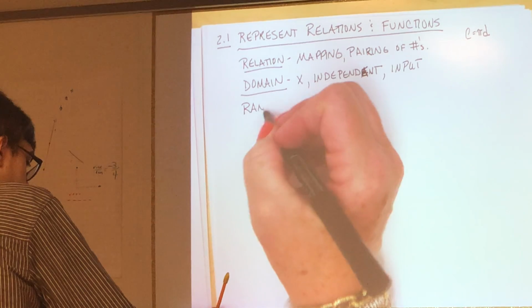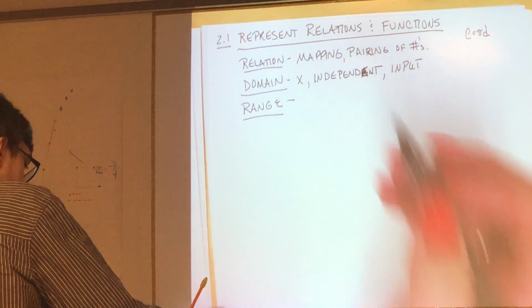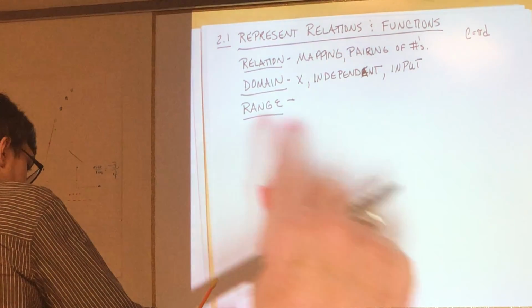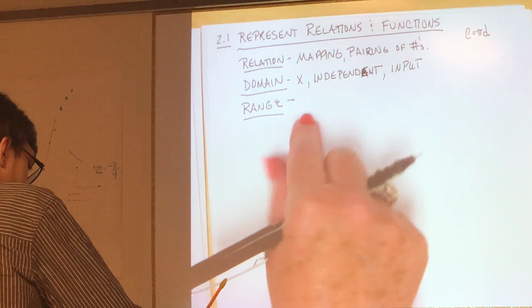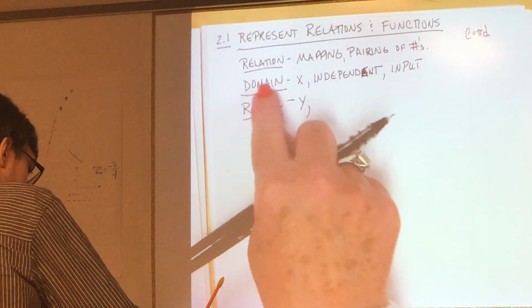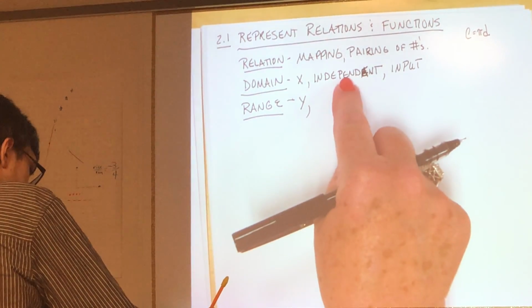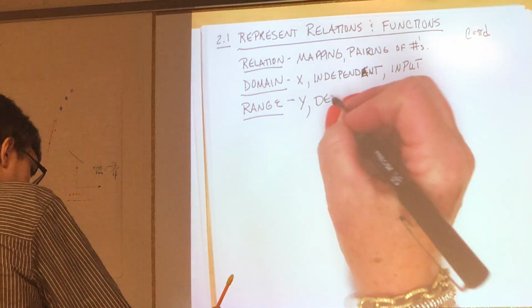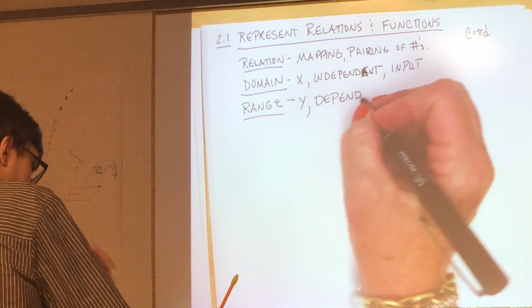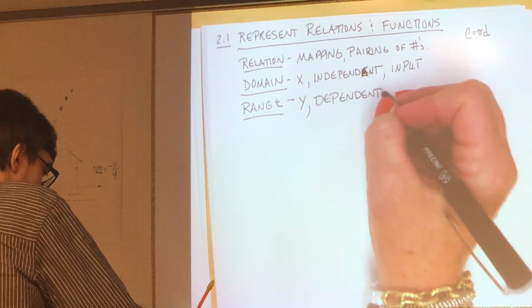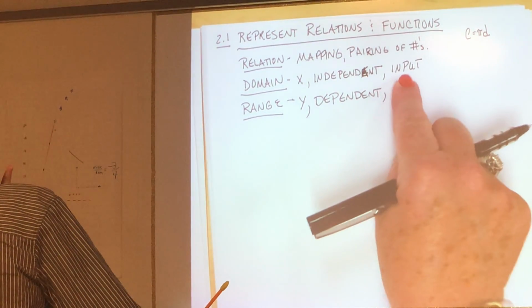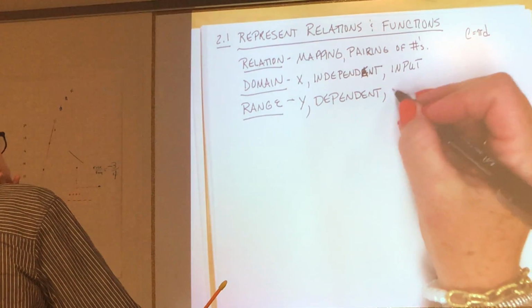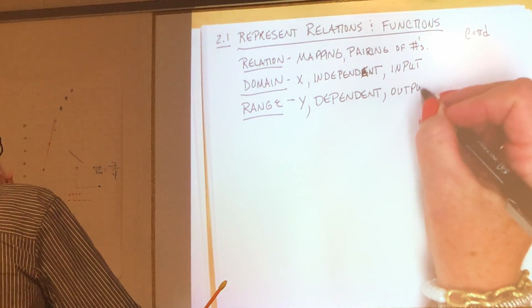So let's think about range. If domain is X, what's range? If domain or X's are the independent variable, then the Y is the dependent. Okay? If the x's are the input, then the y's must be the output. Very good. Y'all are so smart.